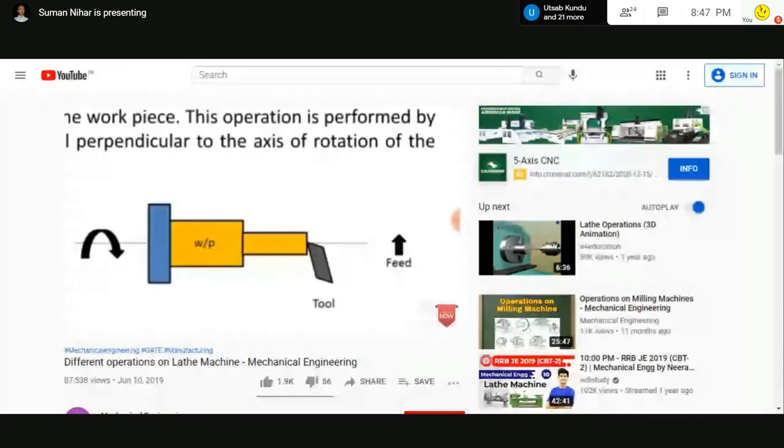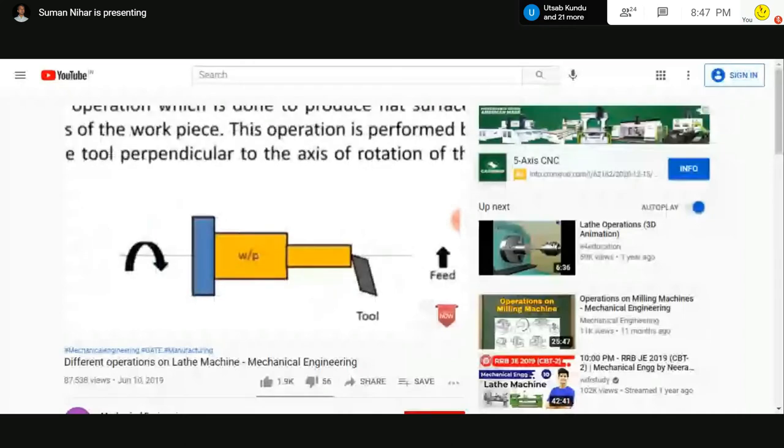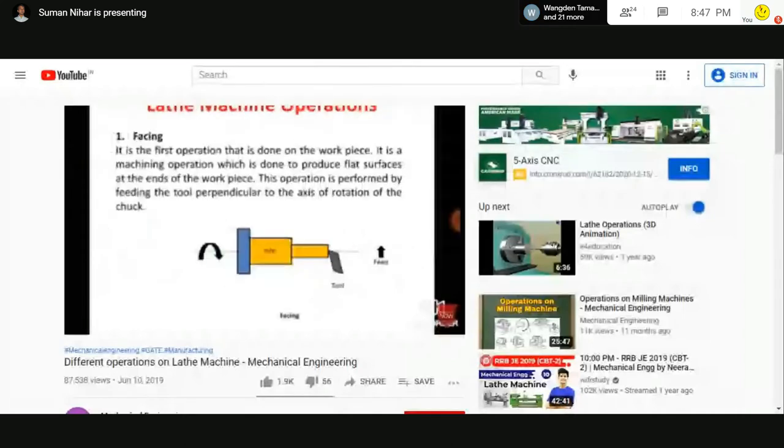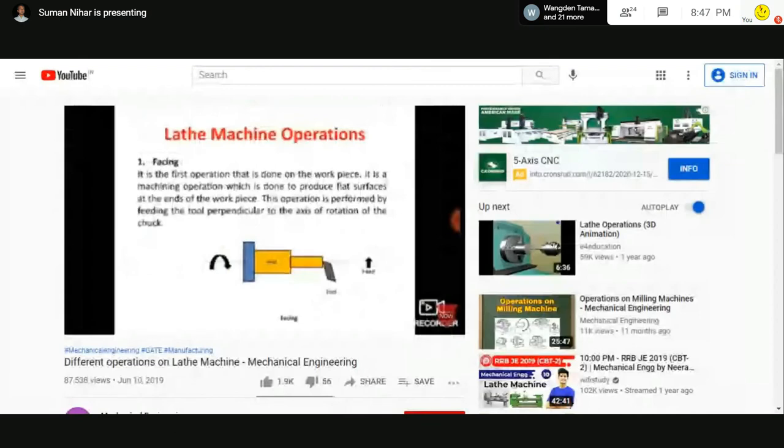So this operation is performed by feeding the tool perpendicular to the axis of rotation of the chuck. So this is the first operation, that is facing. Next operation, that is known as turning.